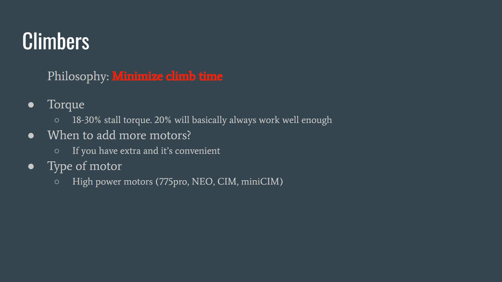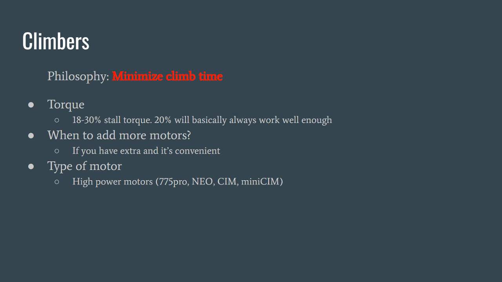So maybe even 30% stall torque for a climber might be a reasonable thing to do, because climbers aren't used that much. So damage on a climber mechanism is not that big of a deal through FRC seasons. FRC seasons are getting longer, but it used to be you'd only play like 12 matches in an entire season, and then who cares if you're burning your motors out a little bit?